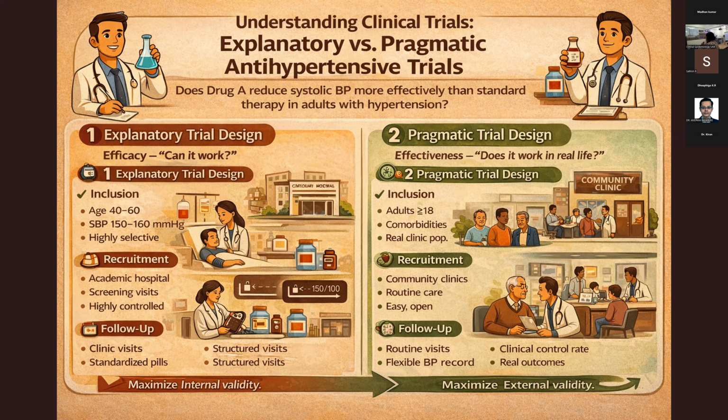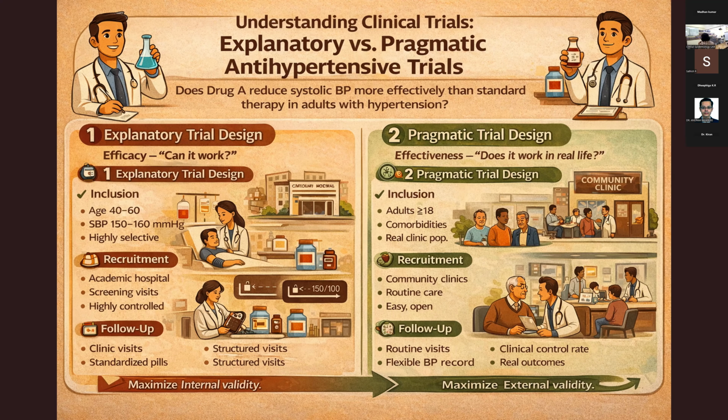The way they are recruited is through a tertiary care setting. They have strictly scheduled follow-up visits, whatever medications they are taking are also tightly controlled, and whatever extra medications they require are also streamlined.